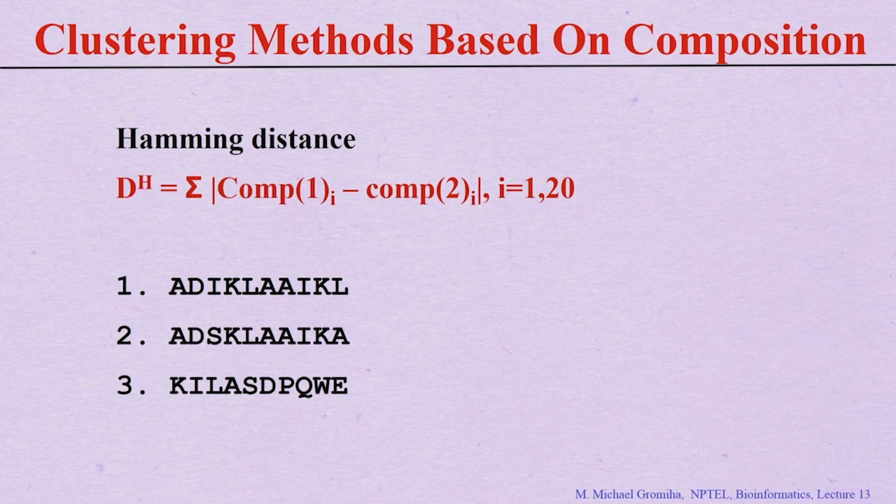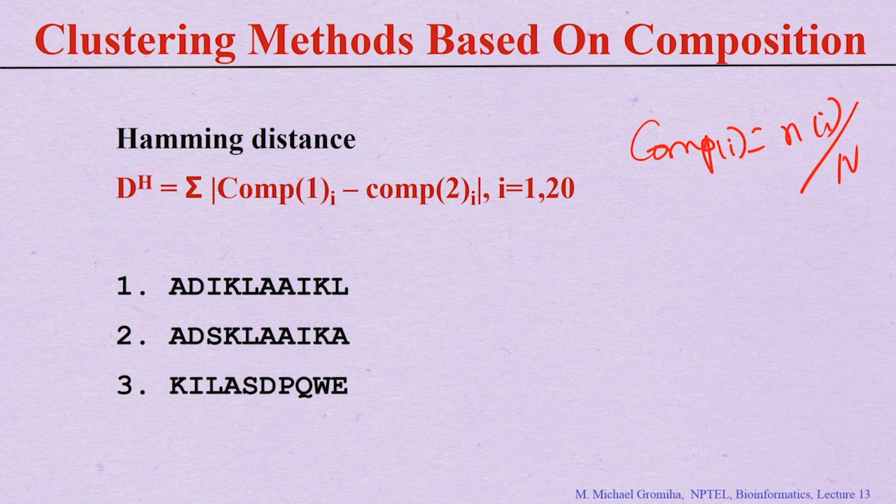So, for example, one example is Hamming distance. This is based on the amino acid composition. How to calculate the composition? N of I divided by N, where N is the total number of residues in a sequence, and N of I is the number of residues of a particular type, alanine or whatever, among the 20 residues.